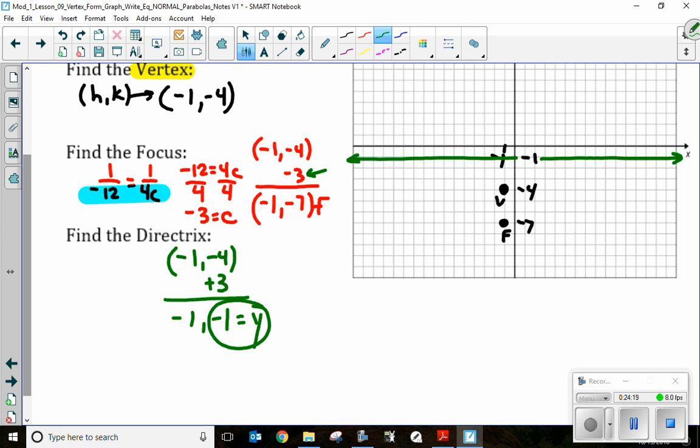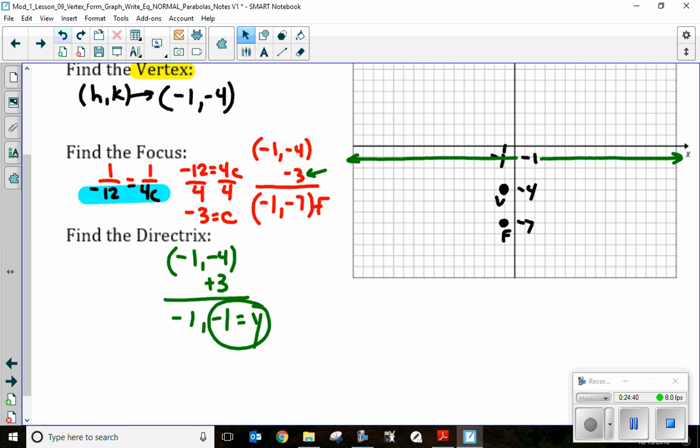That's the directrix. And if we remember, our parabola never opens to the point where it would cross. So if I had my parabola do this, that's wrong. It should never cross the directrix. It's going to open downward. All right? It should open downward.